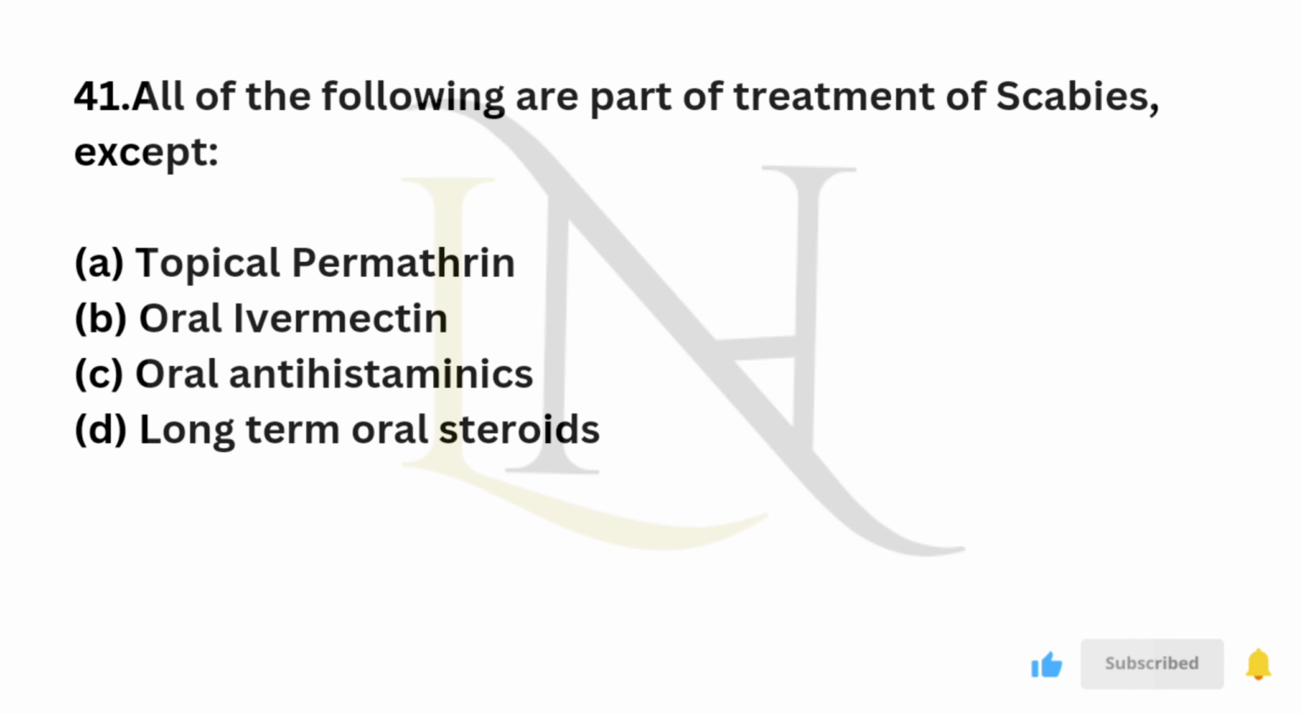All of the following are part of treatment of scabies except: Option A, topical permethrin. Option B, oral ivermectin. Option C, oral antihistaminics. Option D, long-term oral steroids. Correct answer: Option D, long-term oral steroids. Next MCQ.